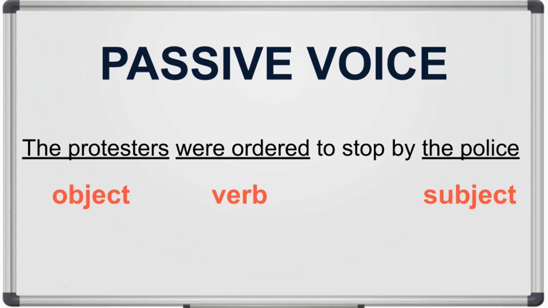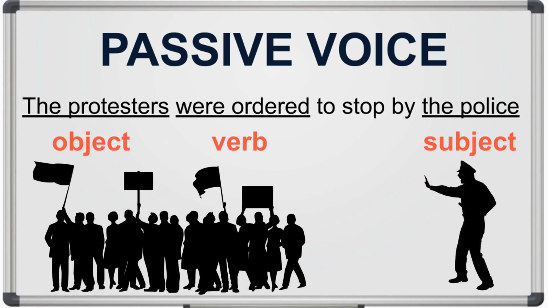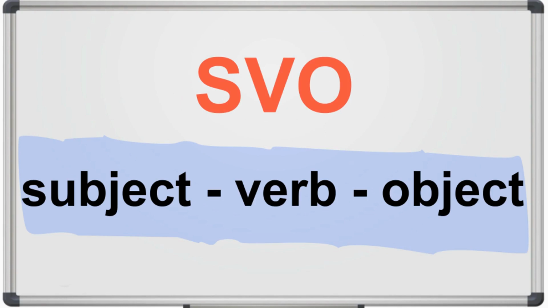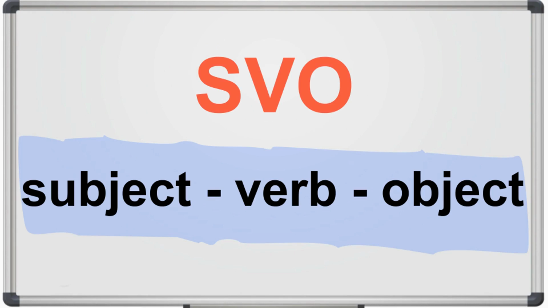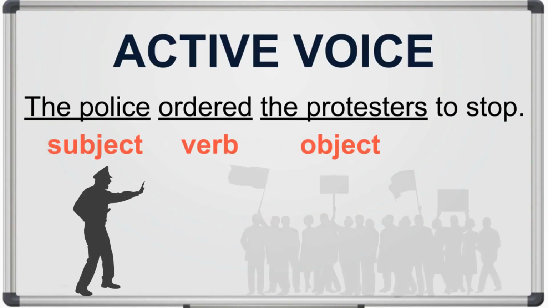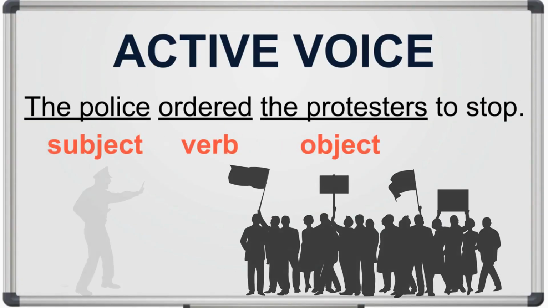I wonder why she chose to use passive voice. Let's look at these sentences in active voice. In passive voice, the sentence is, the protesters were ordered to stop by the police. Remember, subject, verb, object. So the active voice looks like this. The police ordered the protesters to stop. Subject, verb, object. The police ordered the protesters to stop.